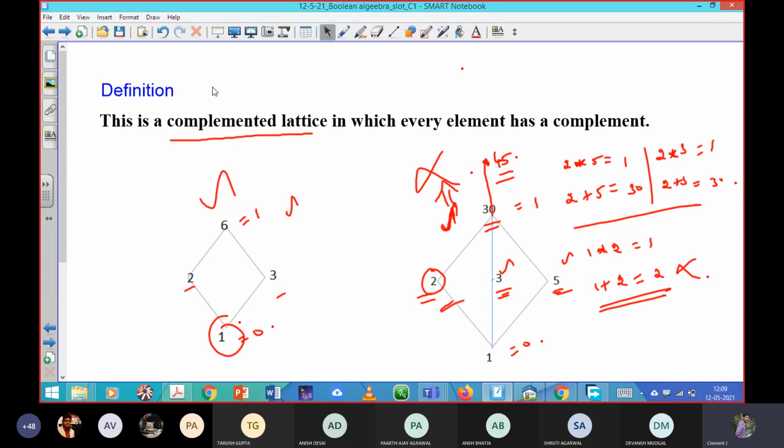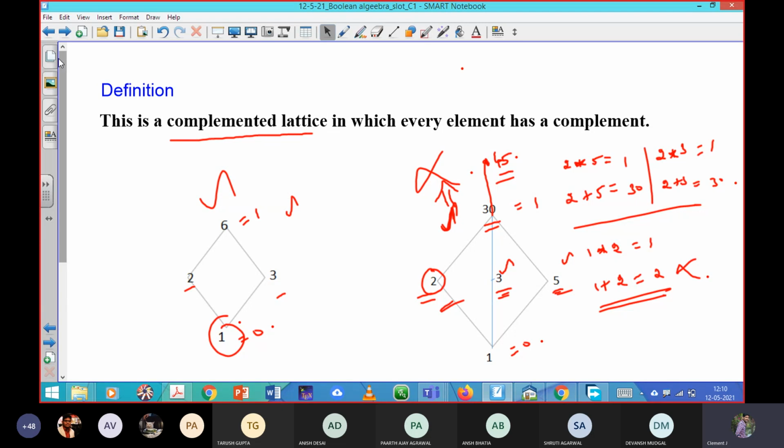At the same time, you should not have repetition in the complements. If one element has already played the role of complement, it should not repeat the same for another element. We will not get into the deeper detail. Just keep in your mind that every element should have a complement.